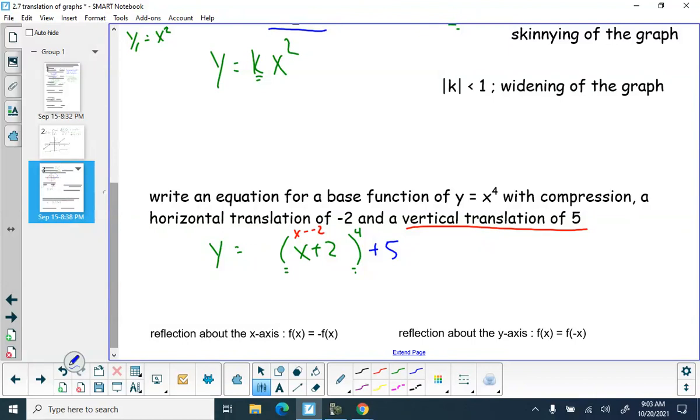Now to deal with the compression, we have to get a coefficient on the x plus 2 to the fourth power. We just need to make sure this coefficient is greater than 1. So you can use 2, 3, 1.5, or 1.1, just so it's greater than the value of 1.